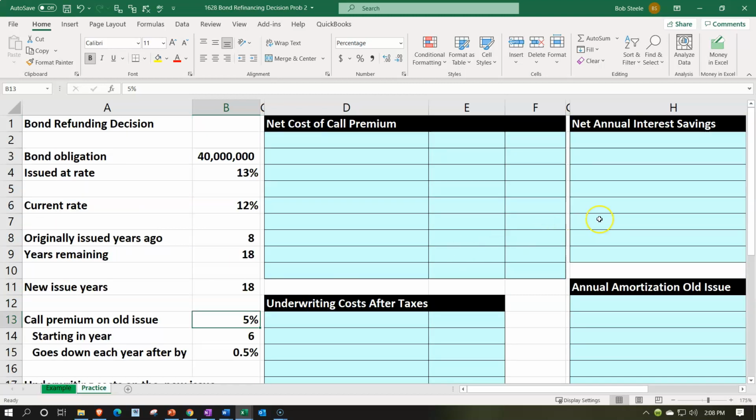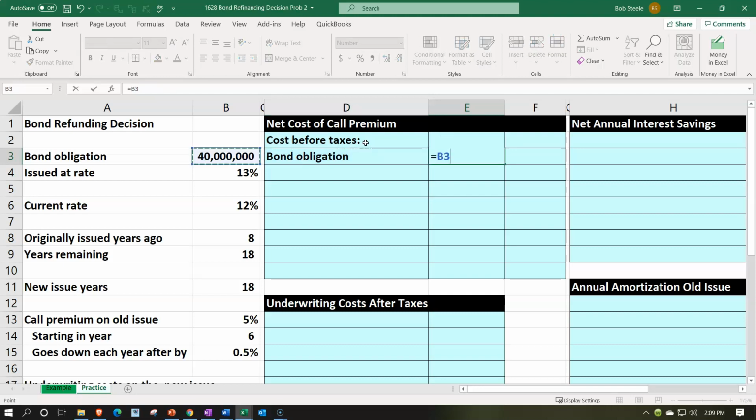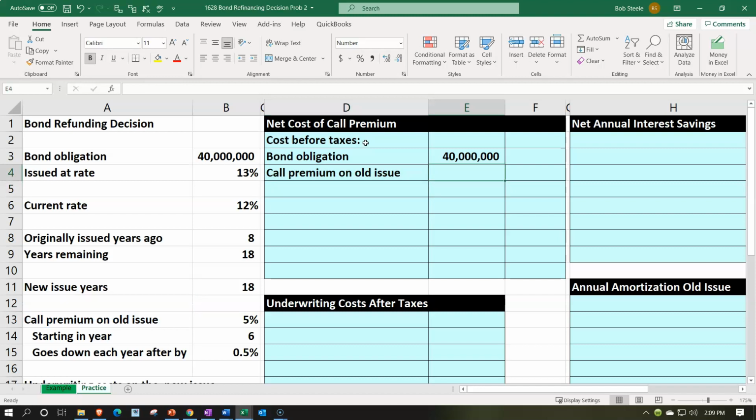So we're going to calculate first the net cost of the call premium. Net cost of the call premium. So to call these things, we're going to say the bond obligation was the 40 million, and multiply that times the call. So the call amount, call premium, and that's going to be the little bit of a twist here.